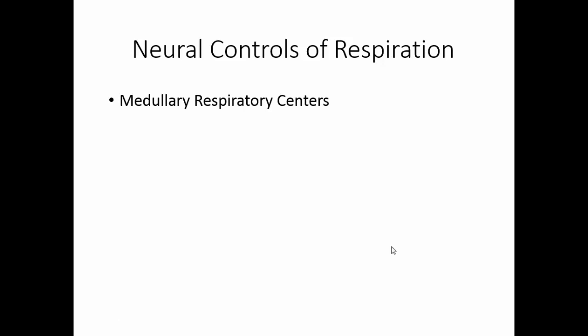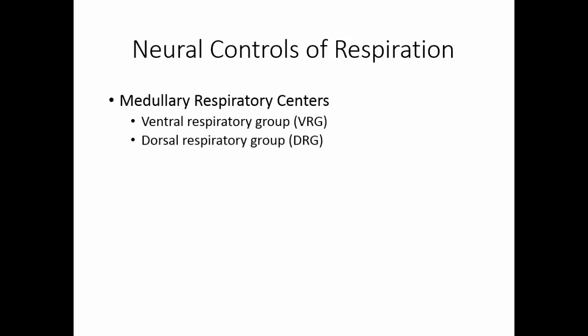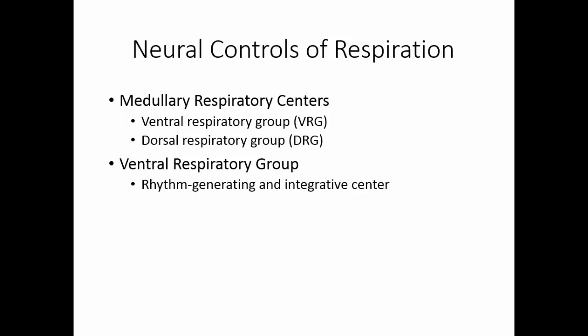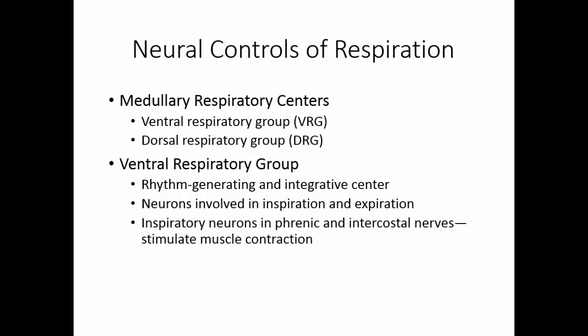There are several neural controls of respiration. In the medulla, we have the respiratory centers. There's the ventral respiratory group, or the VRG, and the dorsal respiratory group, or the DRG. The ventral respiratory group is believed to be the rhythm generating and integrative center. The neurons here seem to be involved in inspiration and expiration. There's a group of inspiratory neurons. These travel in the phrenic and intercostal nerves. The phrenic nerve goes to the diaphragm, and they will stimulate muscle contraction in these two muscle groups.